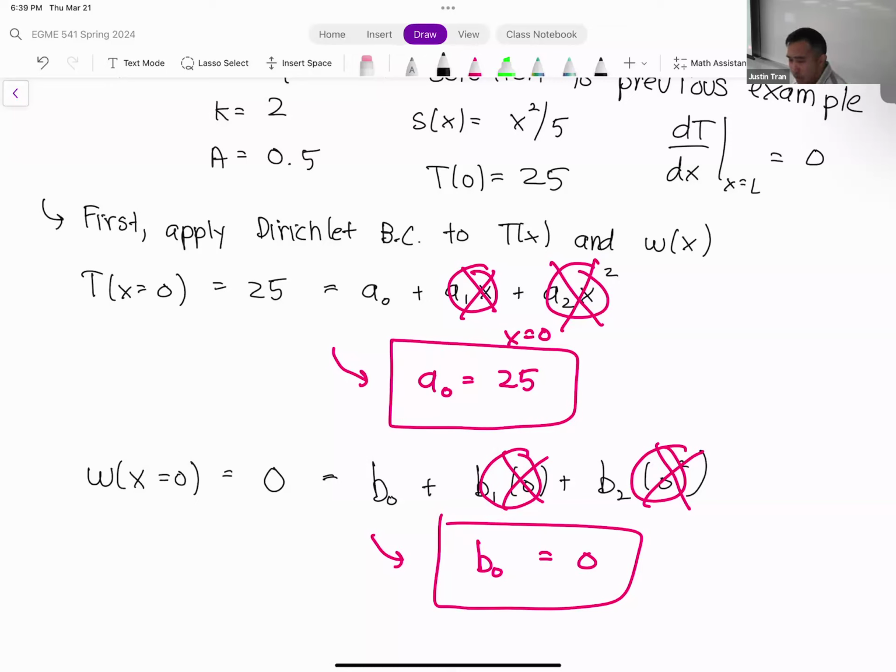So that's always the first step. Whenever you're doing a weak form solution, the first step is to apply the Dirichlet boundary conditions and use that to solve for the coefficients. Any questions on this so far?